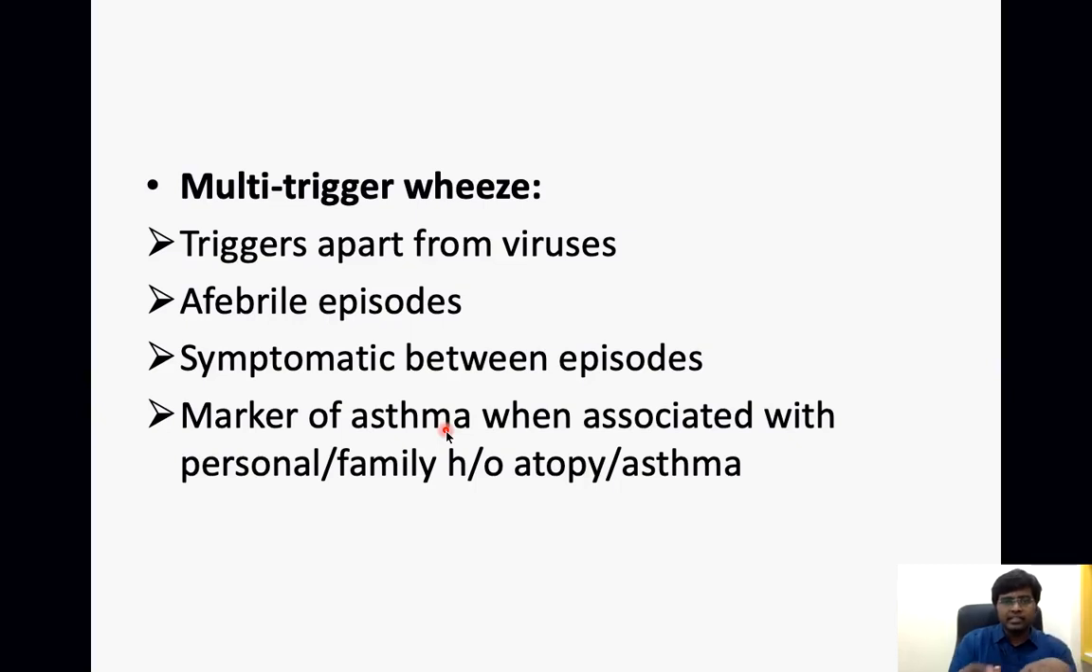Whenever there is atopy, either in the child or in the parent, then you think of multi-trigger wheeze. Here also the child will be having multiple episodes. For example, it may be triggered by cold exposure, a pet in the house, a dog or cat, or pollution exposure. Usually these will be afebrile, because that is not going to cause fever. And the child will even be symptomatic between episodes. For example, whenever the child is having a physical education class, the child will be running, and again the child will start having breathlessness. Even on normal days, even without cough, the child will have breathlessness, which may be provoked by exercise. So then you think of asthma.